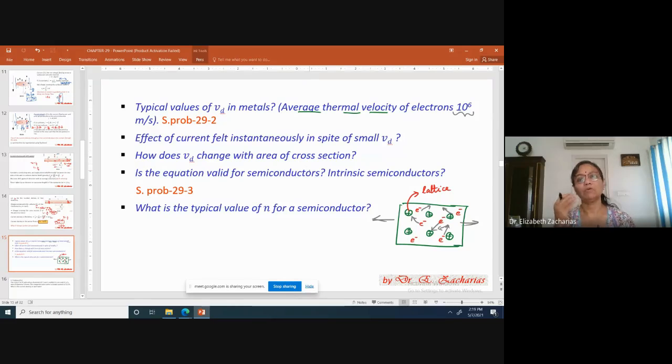In comparison, what will be the drift velocity of the electron? Drift velocity is a purposeful movement. It's a purposeful movement happening in the direction opposite to the applied field. So what will be that speed? That we'll see in the next class.